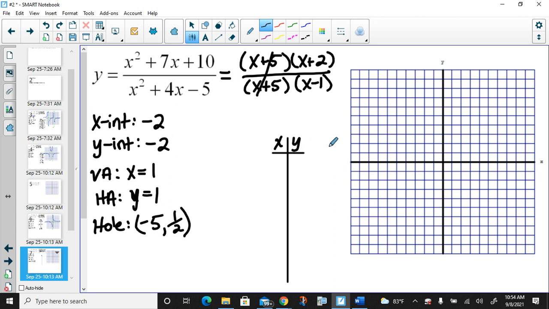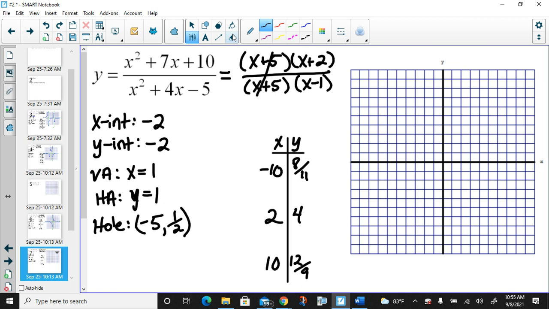All right, so now we find some extra points. We can do -10 and 10. Our vertical asymptote is 1, so we would say 2 and 0. Do we ever need 0? Nope. So we can plug 2 in here. When we plug -10 in, we're going to get -8 over -11, so 8 over 11. When we plug 2 in, we will get 4 over 1, so 4. And when we plug 10 in, we will get 12 over 9.